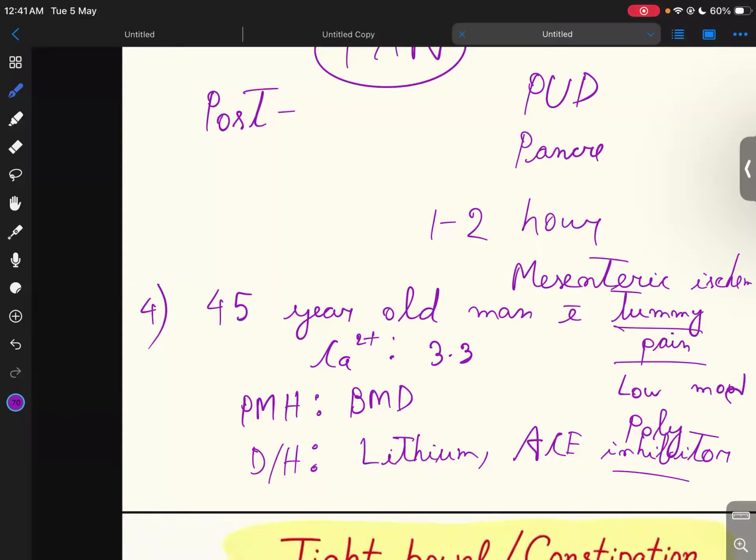You're right, doctor. Do you think you have to utter some safety netting for this patient from the given scenario? Yes, the ACE inhibitor has to be stopped. Wonderful answer, doctor. Who has given the answer?